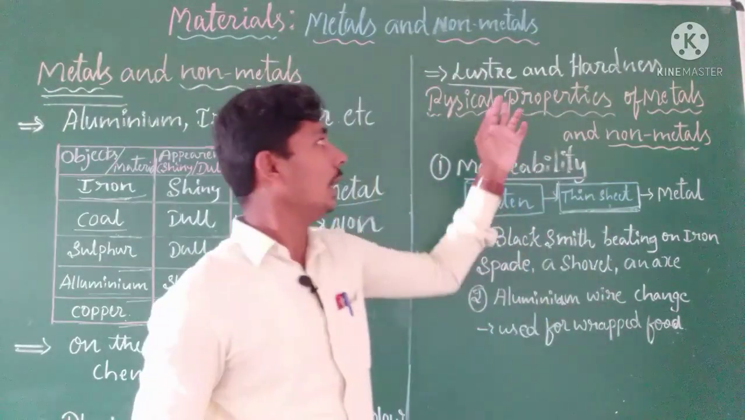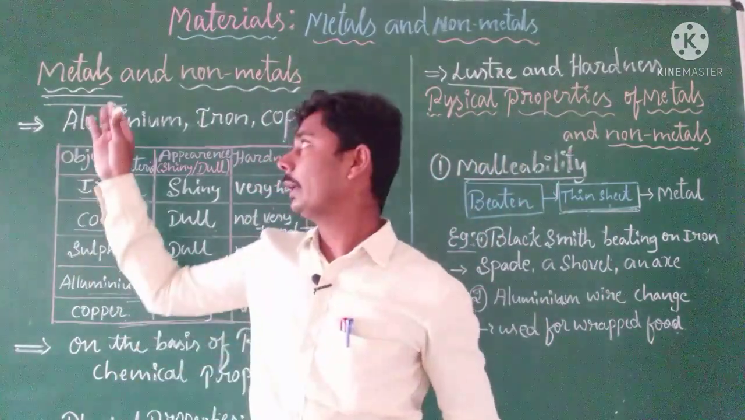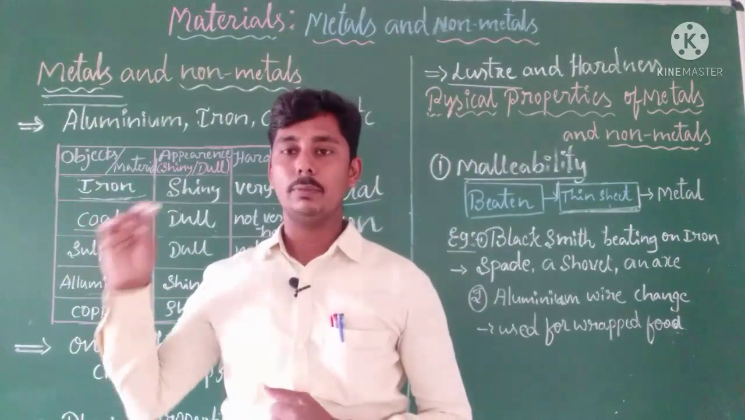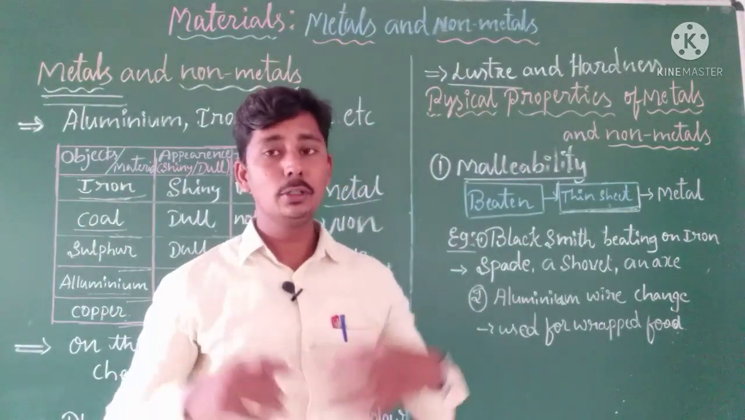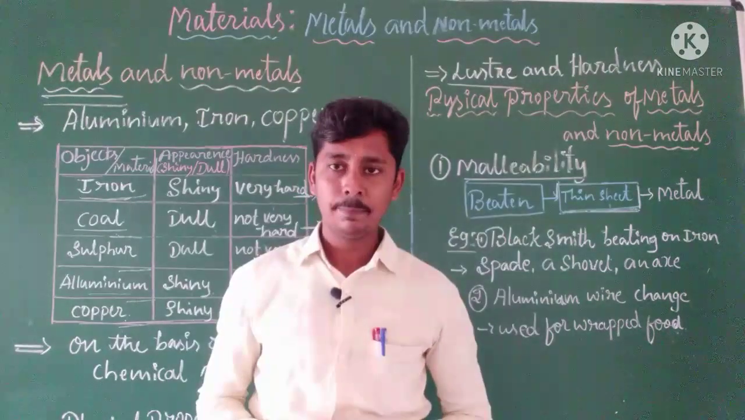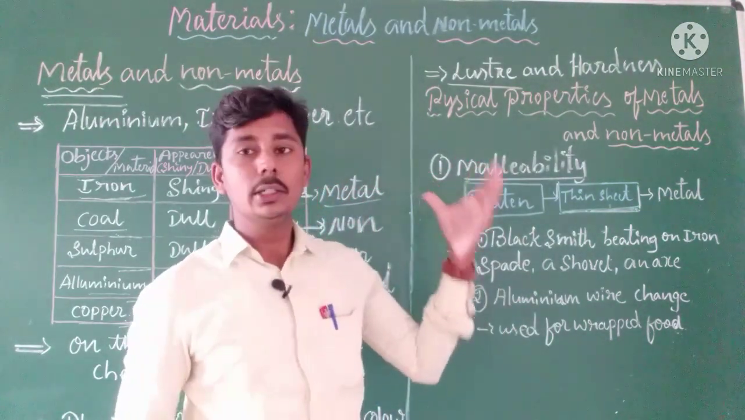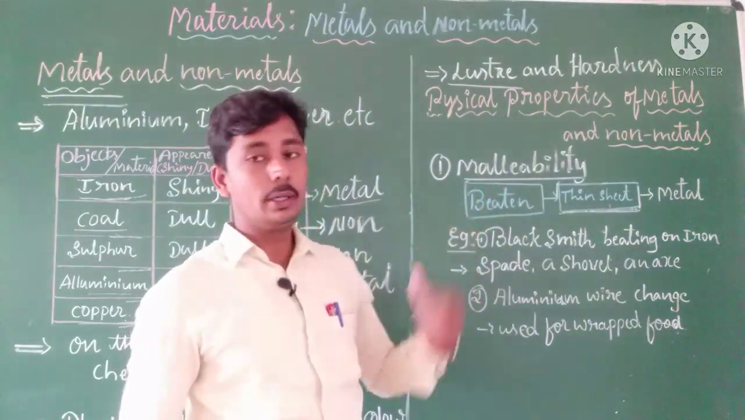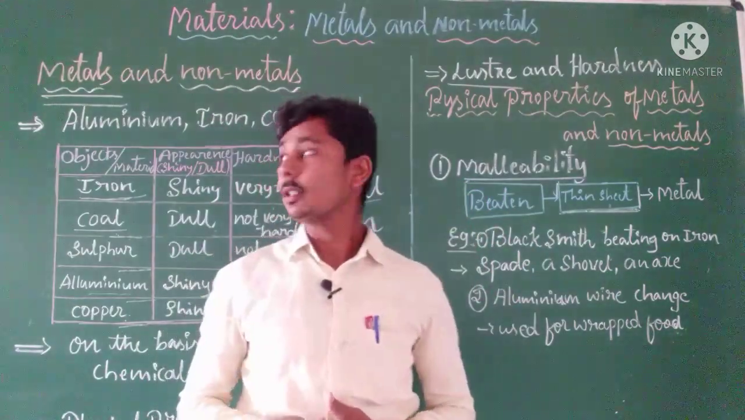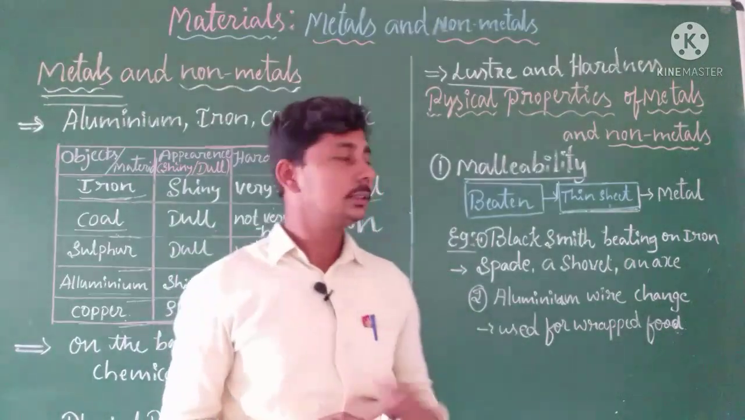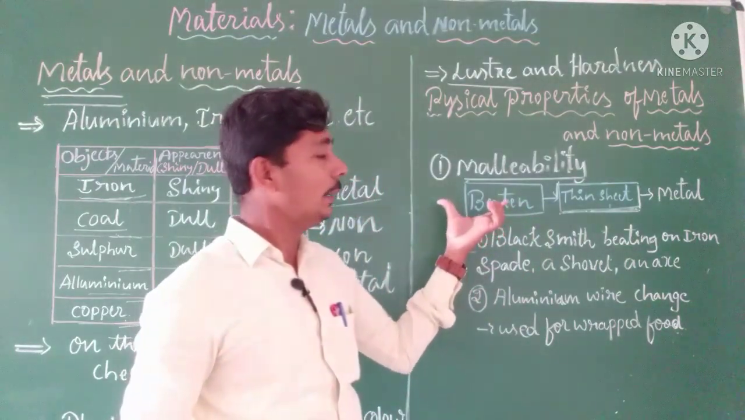Luster and hardness are already metal physical properties, and there are many types of physical properties that show the difference between metals and non-metals. The first physical property of metals and non-metals is malleability.